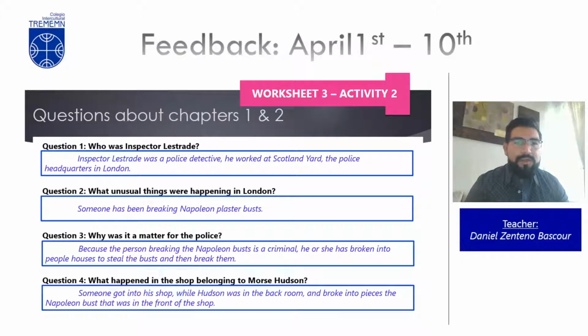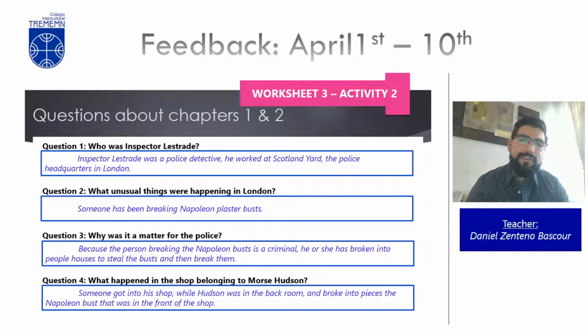Question 2. What unusual things were happening in London? In this story, someone has been breaking Napoleon plaster busts. So this is the strange thing, because it was not just one, it is several, and the story says that maybe someone hates Napoleon a lot, or this is done by someone who is just simply mad.